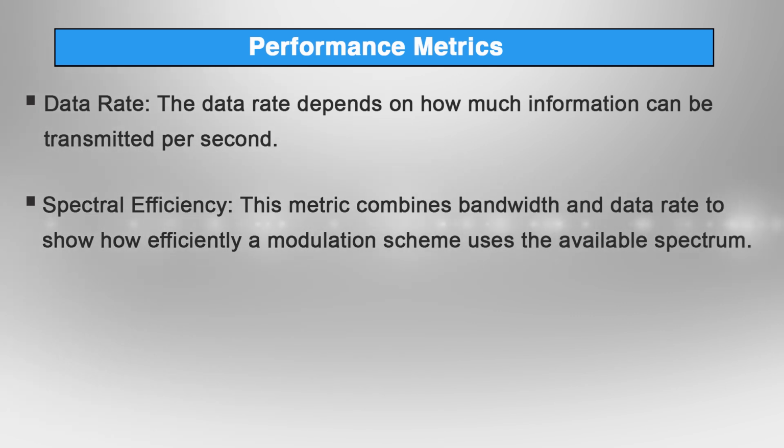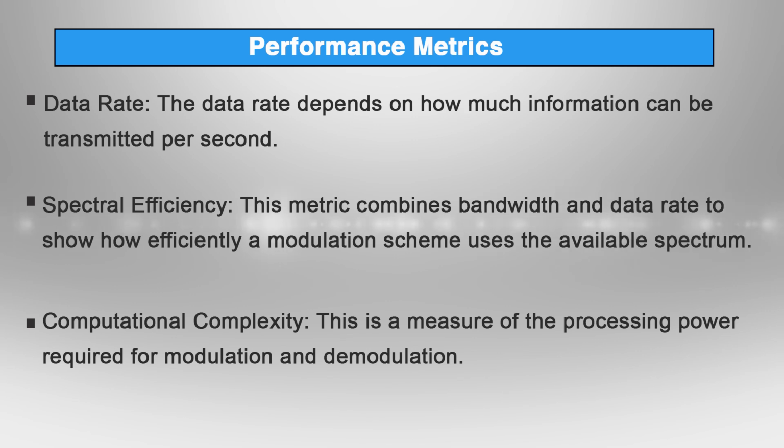FSK offers moderate spectral efficiency with variants like MSK and GMSK providing better performance in terms of bandwidth utilization. PSK provides good spectral efficiency, particularly in higher order PSK schemes like QPSK, which can transmit multiple bits per symbol. QAM exhibits the highest spectral efficiency by transmitting multiple bits per symbol. Higher order QAM techniques allow for very efficient use of bandwidth, making them ideal for high speed data applications.